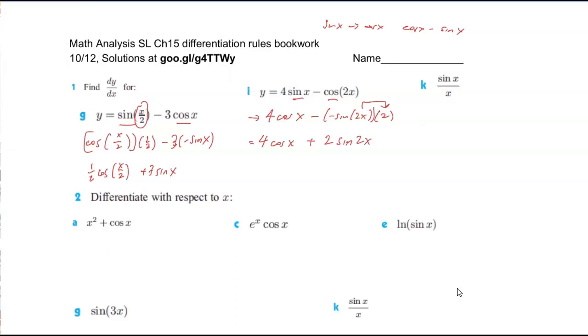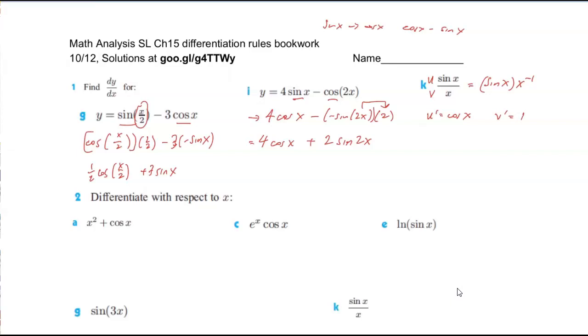And the derivative of sine x over x, there's two ways to do this. I could write this as a multiplication and then use product rule, or I could use quotient rule. Let's use quotient rule. So if this is u and this is v, then u dash is equal to cosine x, and v dash is equal to 1.